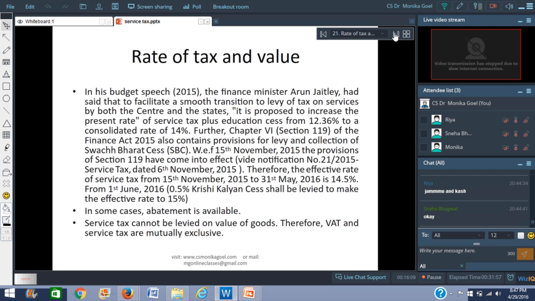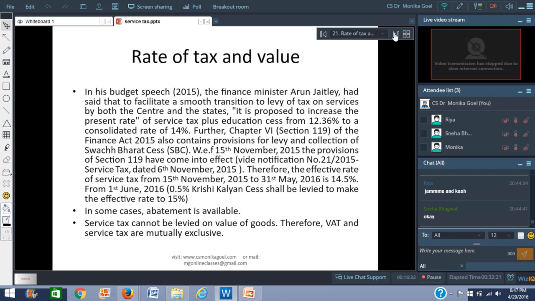Now, with effect from 1st of June 2016, which is not applicable to your examination, but it has been a provision which was inserted by way of Finance Act of 2016. With effect from 1st of June 2016, another Krishi Kalyan cess of 0.5% has been levied on the service tax, and now the effective rate is going to be 15%.